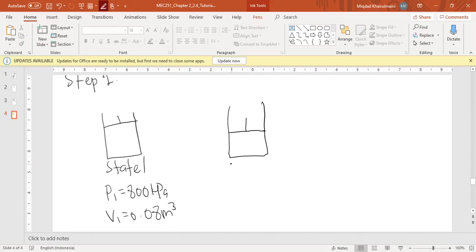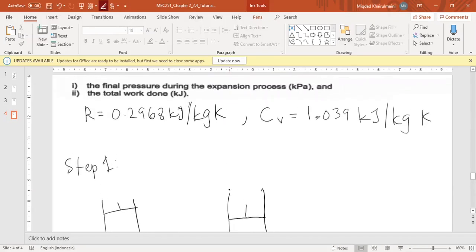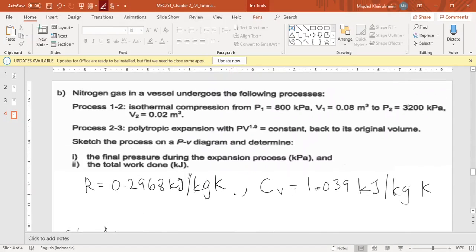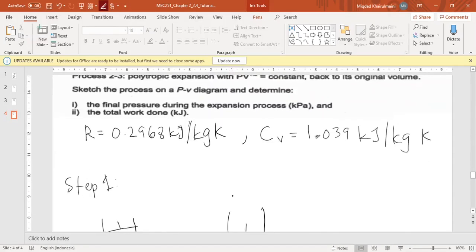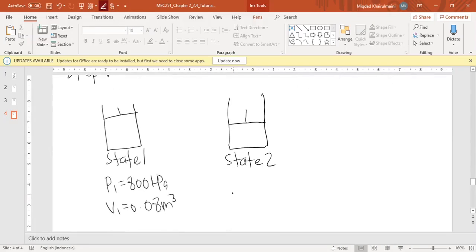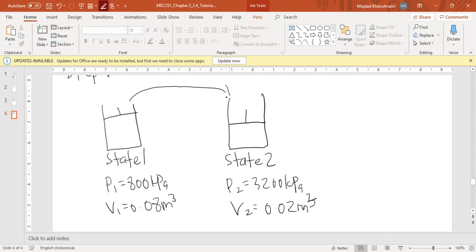Okay, state 2, the pressure is given in the question. So pressure is 3,200 kilopascal and the volume is 0.02. So P2 is 3,200 kilopascal, volume 2 is 0.02 meter cube, sorry. Okay, so the first process, we connect it with the process line, isothermal compression. Sorry for my handwriting.